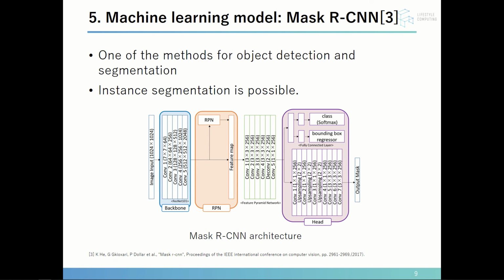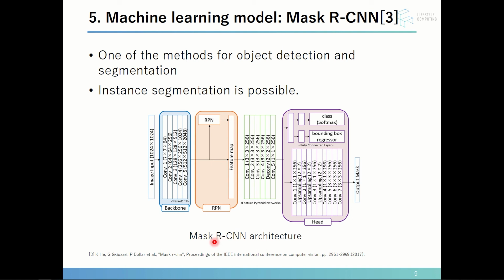First, I explain the segmentation method. We used Mask RCNN. This method is one of the segmentation methods. This method can perform instance segmentation. The model generates bounding boxes and segmentation masks for each instance of an object in the image. It's based on a feature pyramid network and a ResNet 101 backbone. The figure shows the structure of Mask RCNN used in this study.